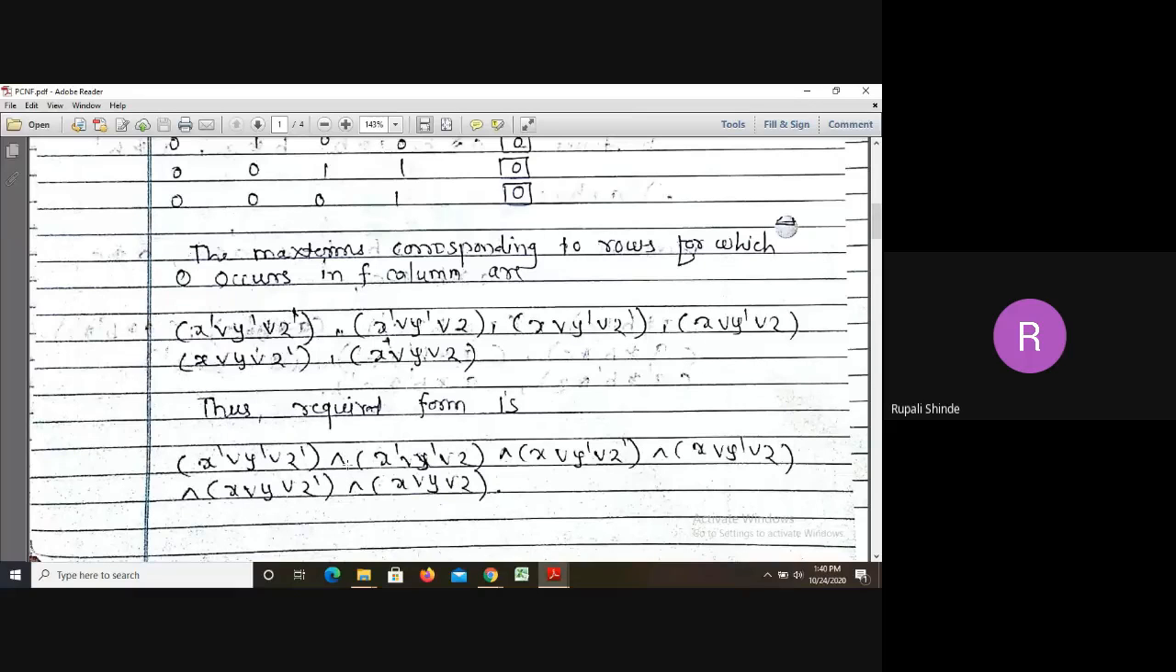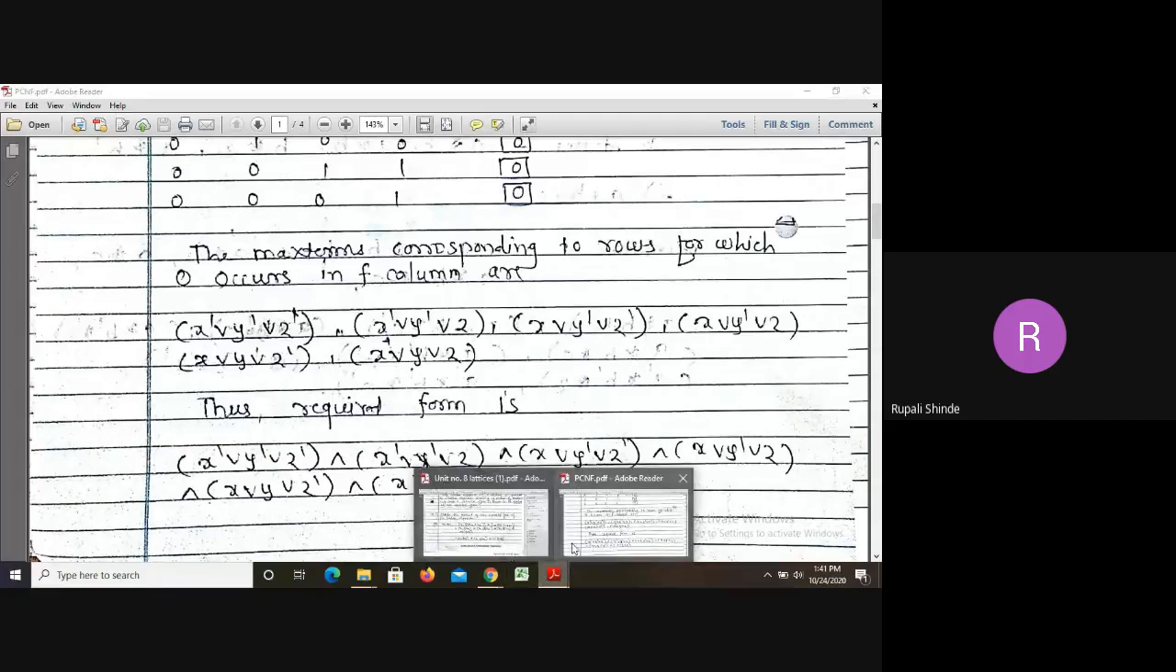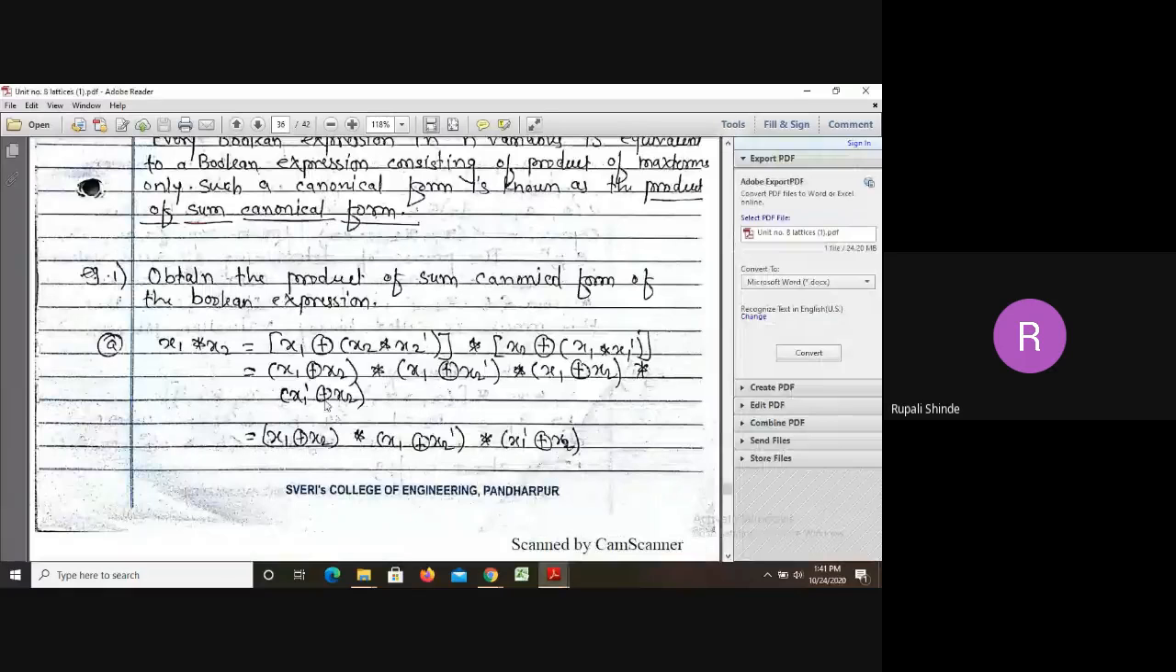Here, that AND is written. So all these max terms are connected, and this is in the form of product of sum, because outside the bracket product is there and inside the bracket OR is there. So product of sum. Likewise you have to find for this example.